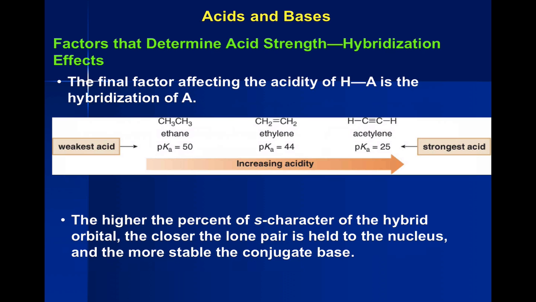And so we're going to be talking about the different types of hybrid carbons. So let's look at some of these. We've got ethane. What's its hybridization? Everything's sp3 hybridized, right? How about ethylene? sp2, and acetylene, sp. Notice what happens to the pKa's. It gets more acidic as we go from left to right. So sp3 hybridized hydrocarbons are going to be very, very weak acids.